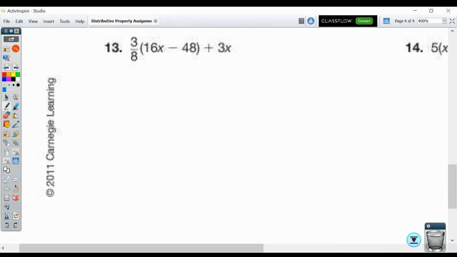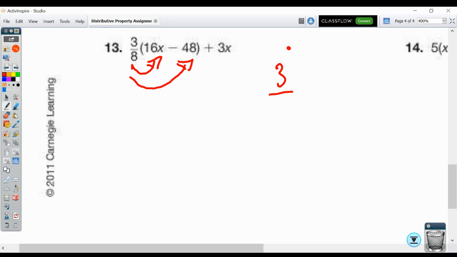Number 13 is a little bit harder because we're going to have to do some fraction work. So I'm going to make this a little bit smaller. So I've got 3/8. Let's use the arrow method here. Got 3/8 times 16 and 3/8 times negative 48. The minus 48 or negative 48, they're not exactly the same thing, but right now they're working as the same thing.